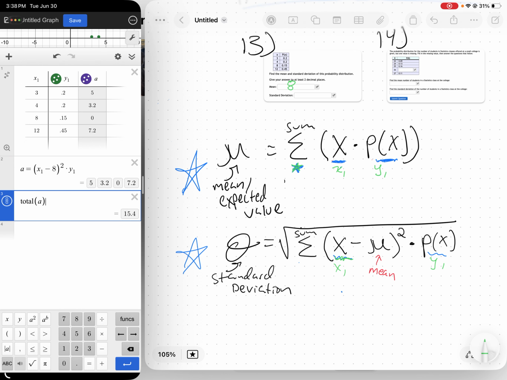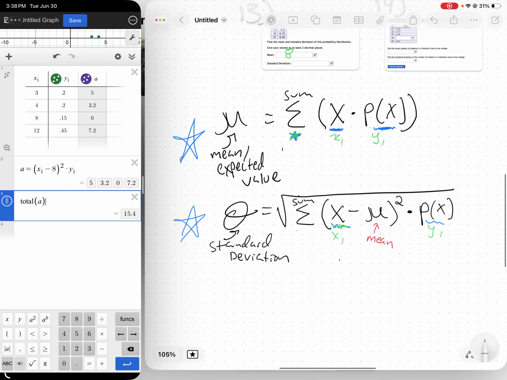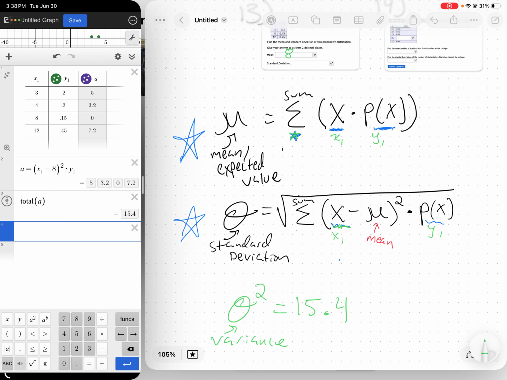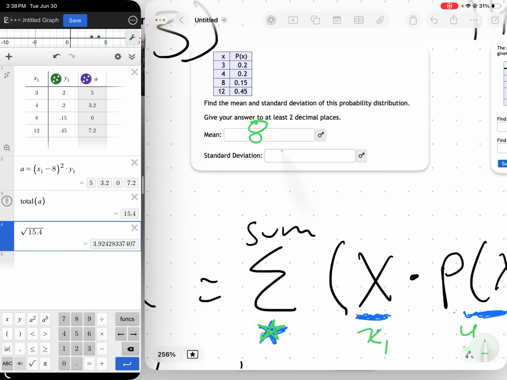However, when we first do this, like I said, when we add up all of those numbers after doing all of that math, we actually found sigma squared, which we call the variance. So our variance is 15.4 here. And in order to find the standard deviation, once you have the variance, we just have to take the square root. And round it to 2 decimal places for this homework problem, we'll have a standard deviation of 3.92.